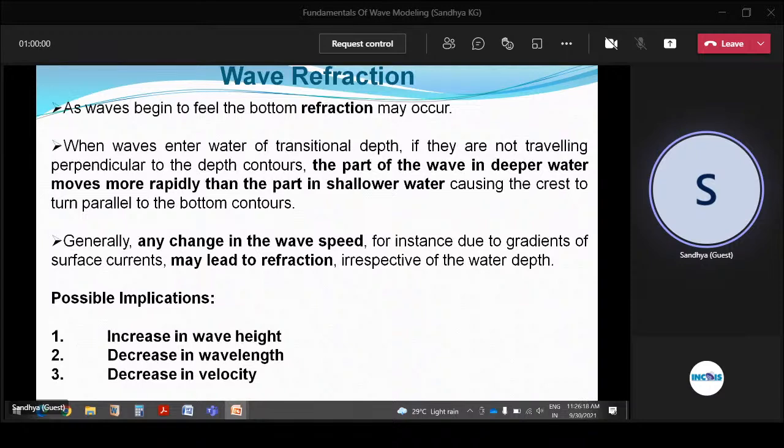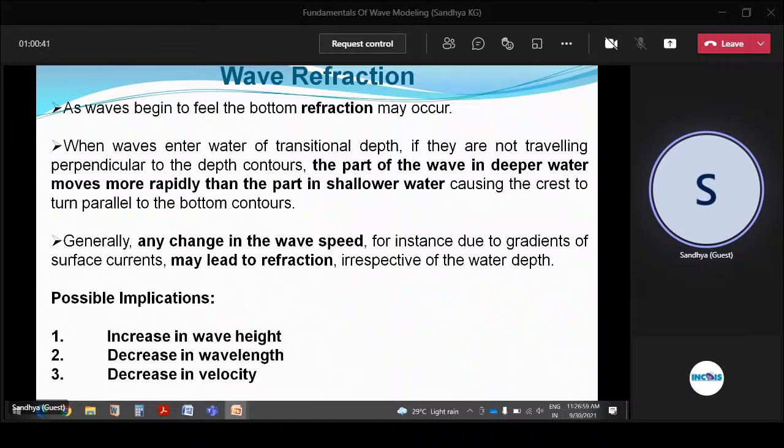Now, coming to the wave refraction, because these are the terms which the equations of the numerical wave model have, you should have a basic understanding of this phenomenon. Wave refraction occurs when the wave feels the bottom. There are two types of refraction, current-induced and depth-induced refraction. When the wave enters the transitional depth, if they are not traveling perpendicular to depth contours, the path of the wave in the deep water moves more rapidly than the path in the shallow water, causing the crest to turn parallel to the bottom contours or depth contours.